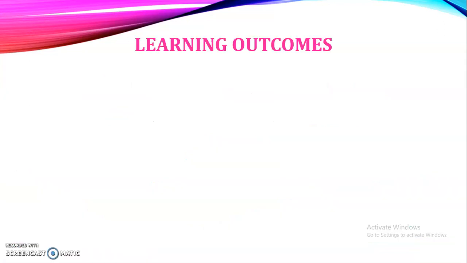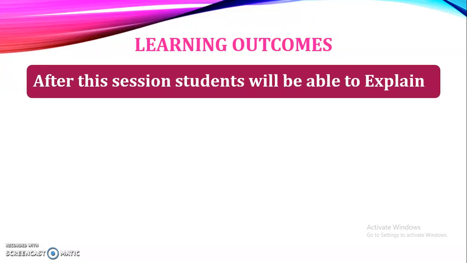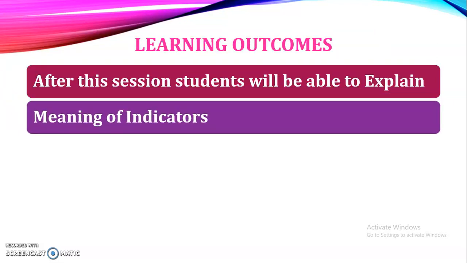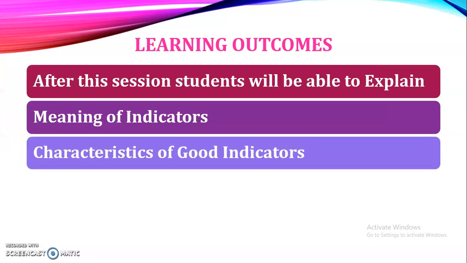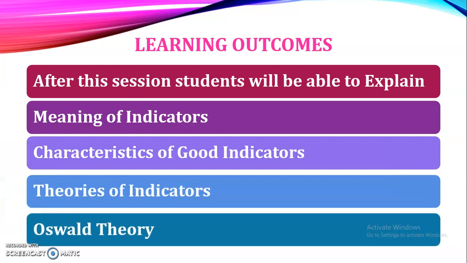Before starting this session, we will see the learning outcomes. After this session, students will be able to explain the meaning of the indicators, the role of the indicators, the characteristics of a good indicator, and the theories related to the indicators. There are two theories: one is the Ostwald theory and the other is the resonance theory. In this video we are going to cover only the Ostwald theory. In the next video we will cover the resonance theory. So students should be able to explain the Ostwald theory of the acid-base indicator.